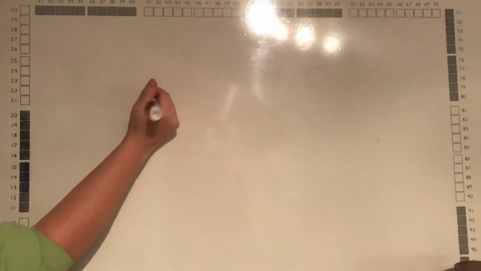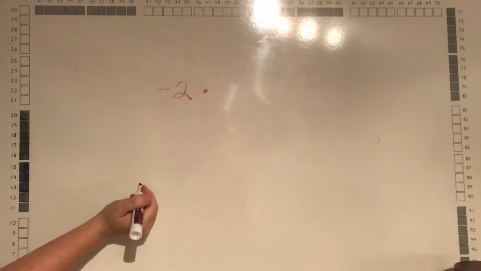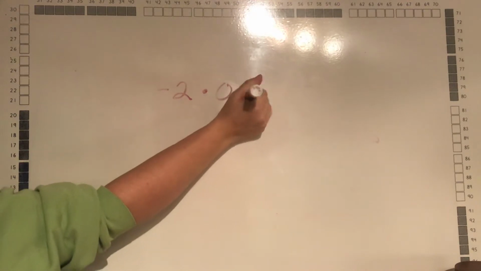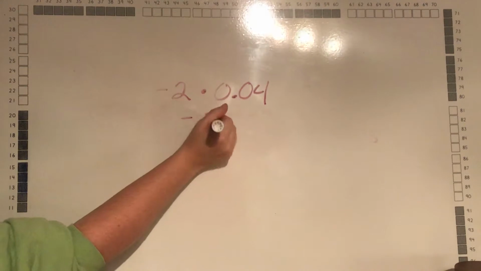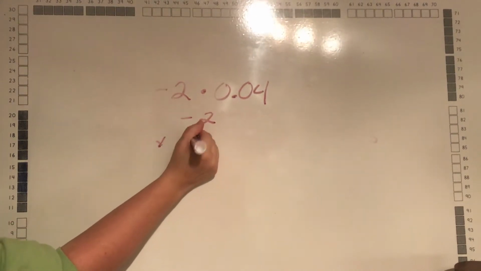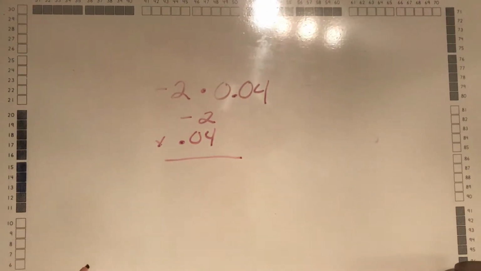Okay, now some of your problems are going to have positives and negatives. Remember, when we multiply two negatives or two positives, our answer is a positive. When we multiply a negative and a positive, our product is always negative. So, first problem is -2 times 0.04. The first thing we're going to do is write that vertically. So we have -2 times 0.04.